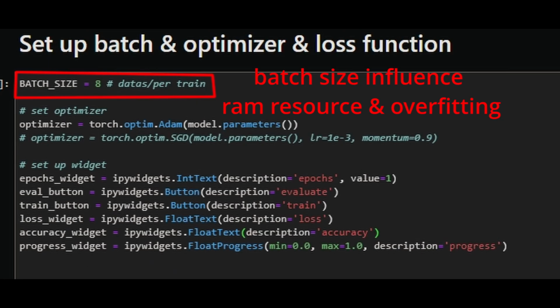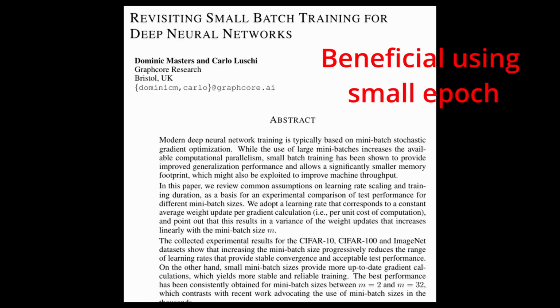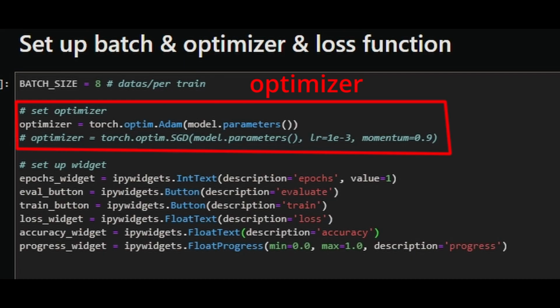I set epochs at 8, because the bigger the epoch count, the more RAM it uses and the more risk of overfitting. My Jetson Nano only has 4 gigabytes of RAM. There is a paper from 2018 called Revisiting Small Batch Training for Deep Neural Networks. It shows the benefit of using small batches. For the optimizer I chose Adam because its convergence is faster than SGD. The precision of Adam and SGD is the same in this task.